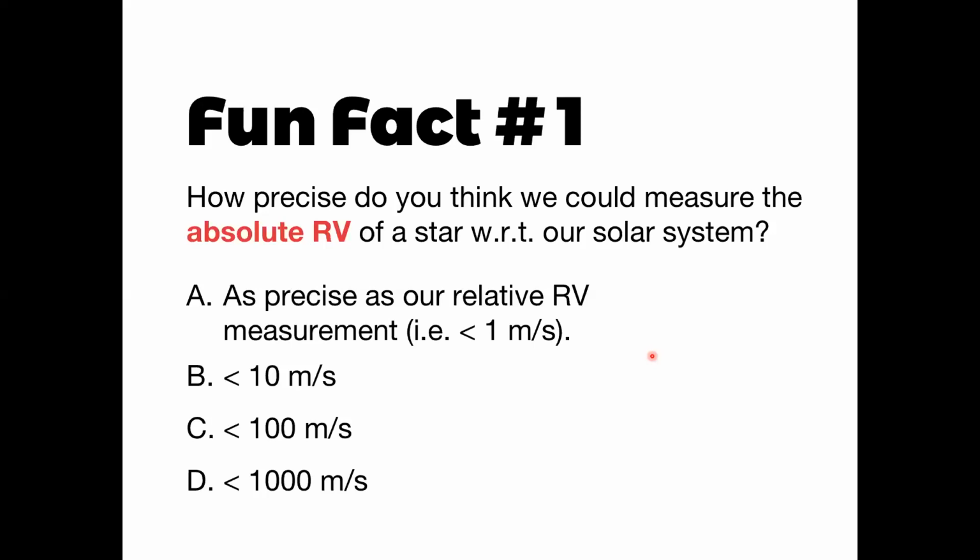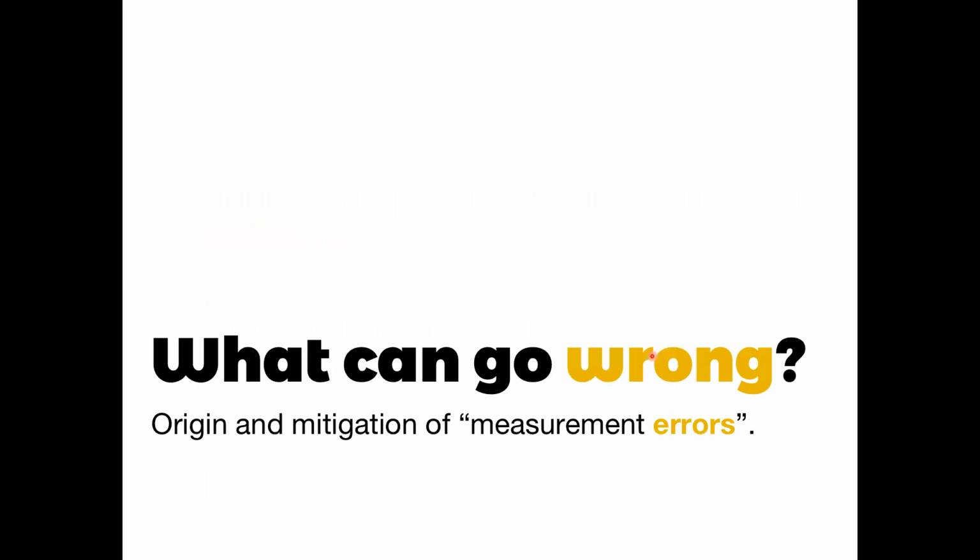Okay, so when you talk about absolute RV of a star, or systemic RV of a star, it's almost never as good as well below 100 meters per second, even on our own sun, for this reason. Okay, now let's go back to what can go wrong. What are the origins and mitigation methods for those measurement errors that go into the process I just introduced?